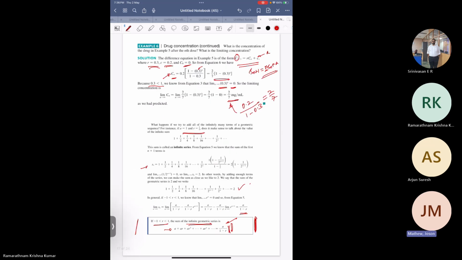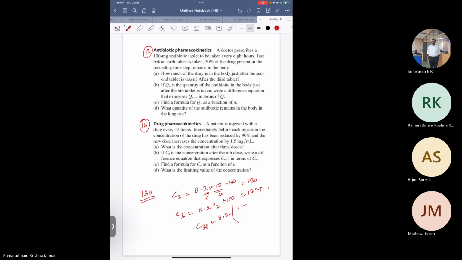This is the formula: A into 1 minus R raised to 30, divided by 1 minus R. That is 100 into 1 minus 0.2 raised to 30, divided by 1 minus 0.2, that is 0.8.